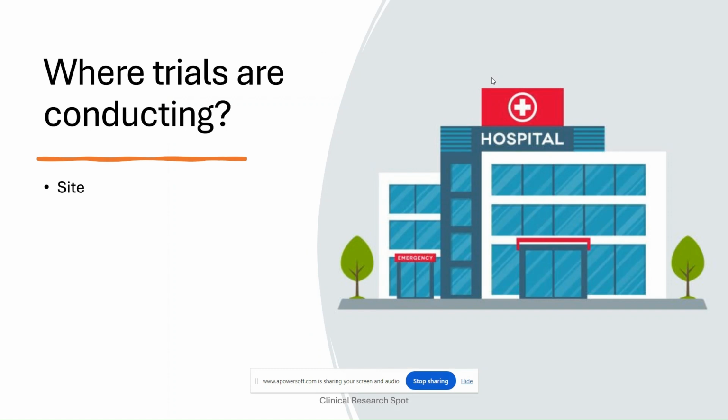So where are the trials conducted? Of course, they are conducted in hospitals, like government or private hospitals and medical colleges, where these clinical trials are usually conducted. And these places, these centers where the trials are conducted, are known as a site, S-I-T-E, site in clinical trial. So the subject is the one who is participating in the clinical trial, and the studies are conducted at the site, which is usually a hospital.